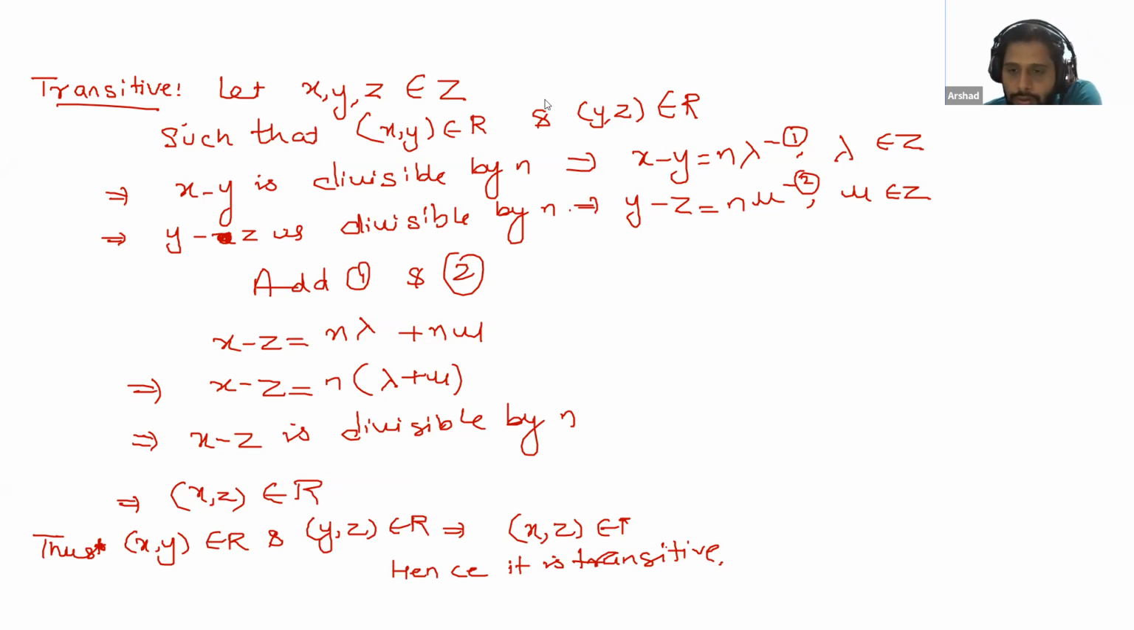Okay, Umair, what is your doubt? What will we get after adding? What we get, Umair, if we add this, is that y will cancel out and we get x minus z, and on the right side, we get n lambda plus n nu.